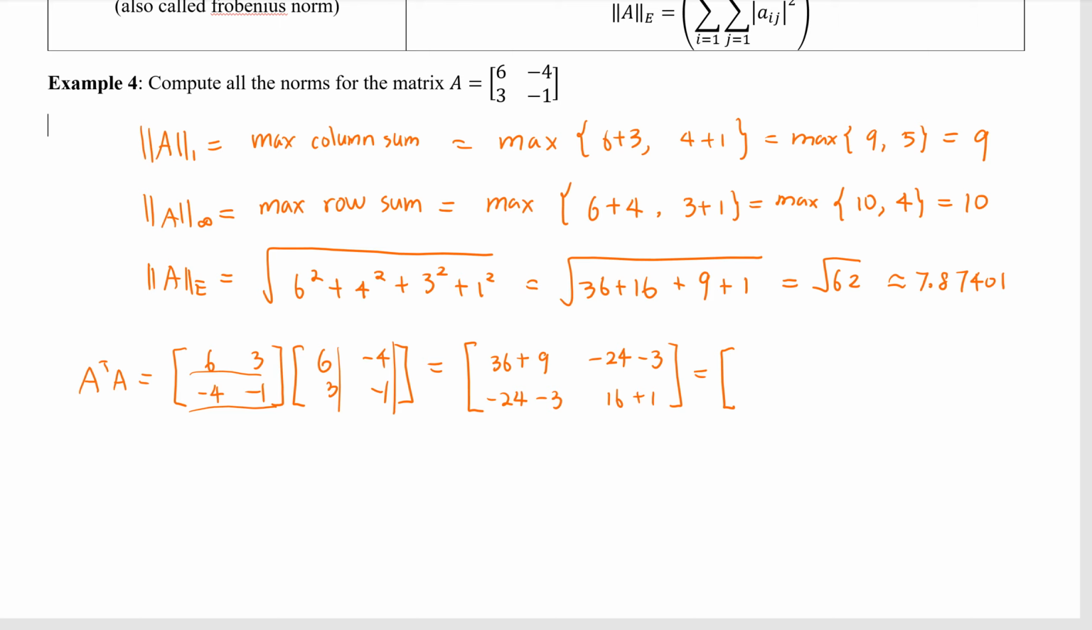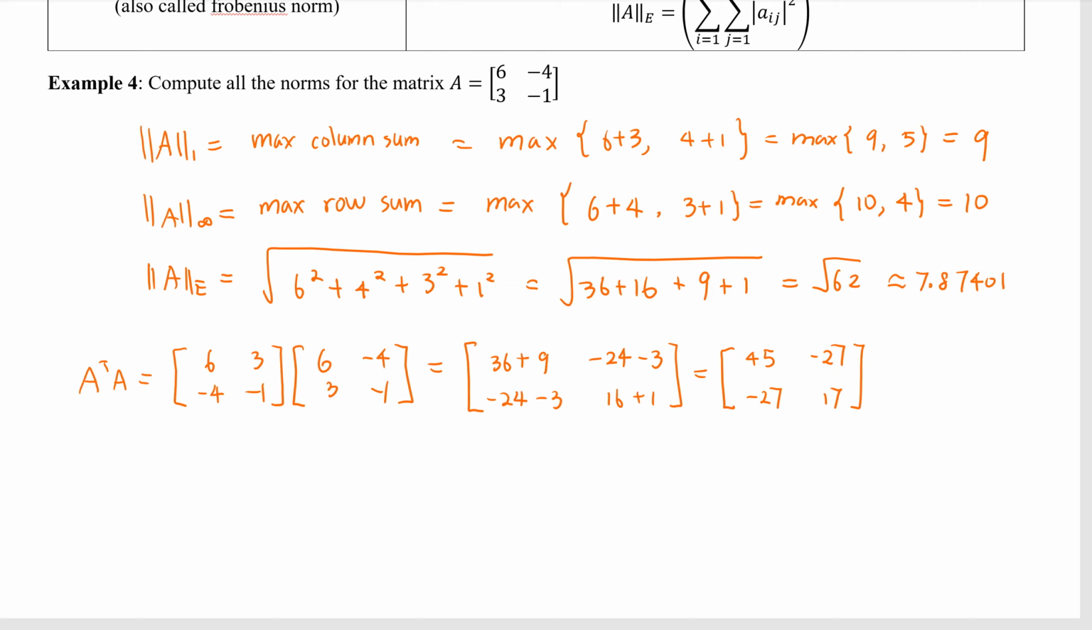So we get 45, -27, -27 and 17. So far, so good, everybody? So this is the matrix A transpose times A, right? Next, we want to find the largest eigenvalue for this matrix. Do you still remember how to compute eigenvalues?